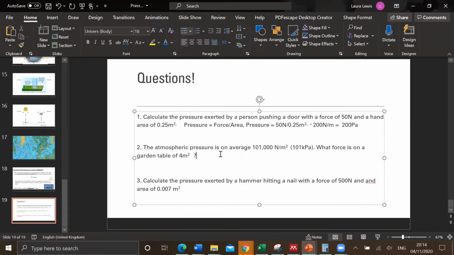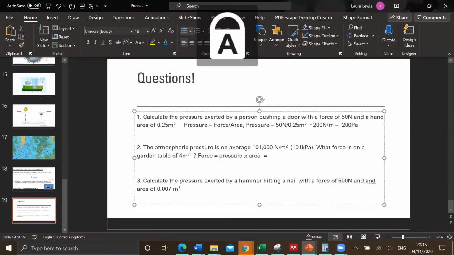Okay, a little bit of a different one. The atmospheric pressure is on average, to be more exact here, 101,000 newtons per meter squared. What force is on a garden table of 4 meters squared? So here we're using the other formula from before. Force equals pressure times area. So we put numbers in. It's a big number, but it's an easy calculation. Newtons.